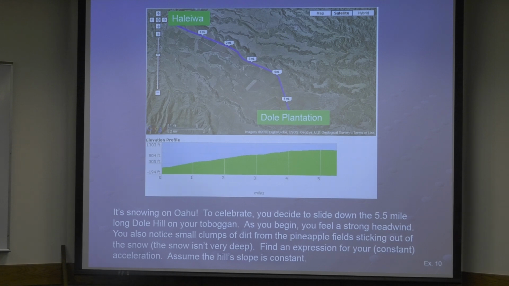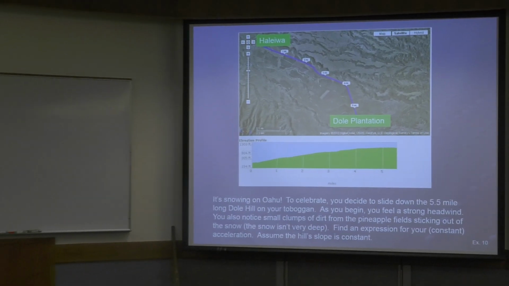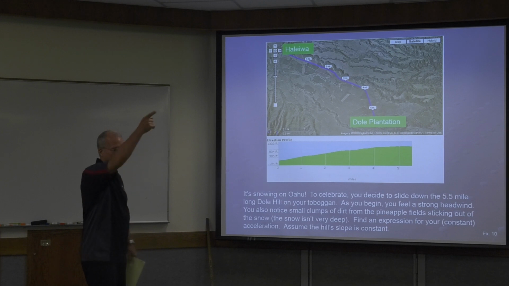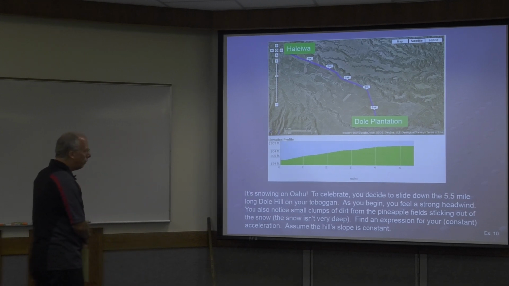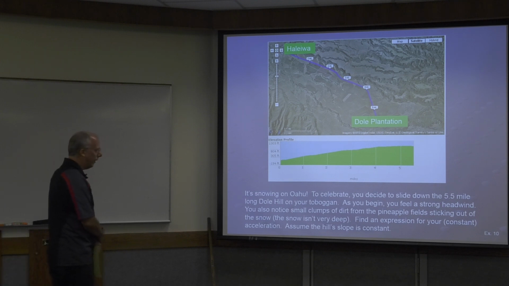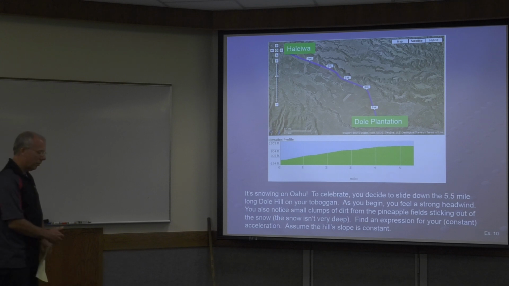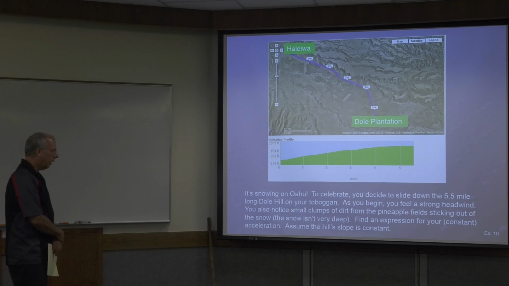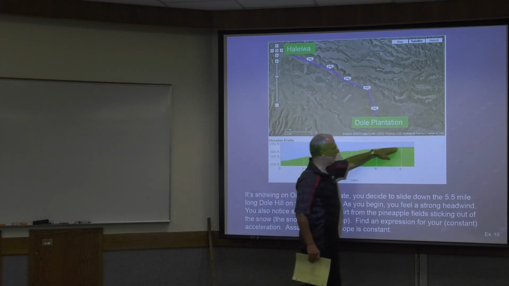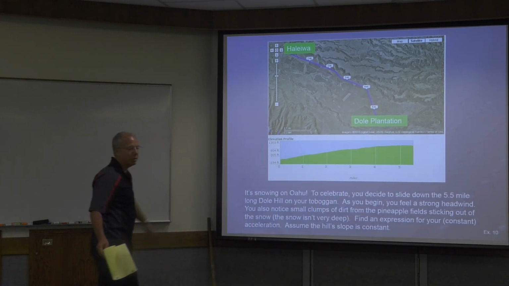All right, so this is a crazy one. But that's okay. It's snowing on Oahu. To celebrate, you decide to slide down the 5.5-mile-long Dole Hill on your toboggan. You know Dole Hill, you go from Haleiwa up to the Dole Plantation. As you begin, you feel a strong headwind. You also notice small clumps of dirt from the pineapple fields sticking out of the snow because the snow isn't very deep. Find an expression for your constant acceleration. Assume the hill slope is constant. Now, is the hill slope constant? No. Well, we're just going to assume it is anyway. It's close.